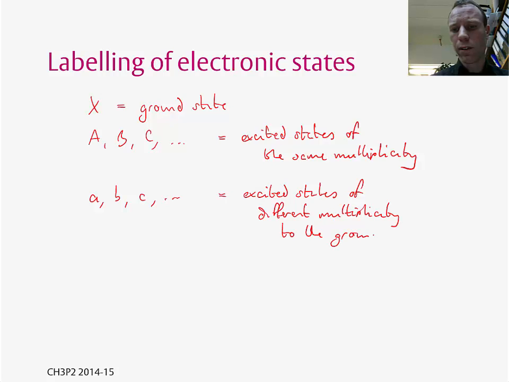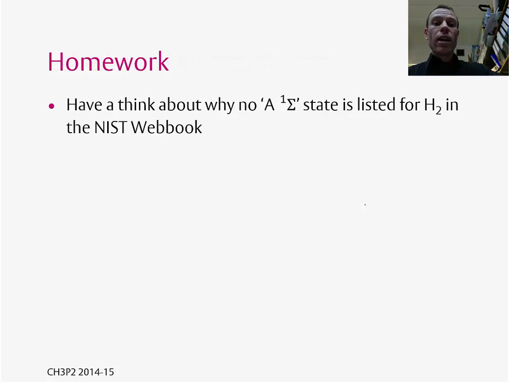What I recommend you do now is pause this video and go and have a look at the NIST webbook that we used in the second year. Look at the table of constants of diatomic molecules for dihydrogen, and you'll now start to understand the labelling of the various electronic states in this table. Some homework: you'll see that there's no A 1 sigma state listed for H2. Have a think about why that's the case.